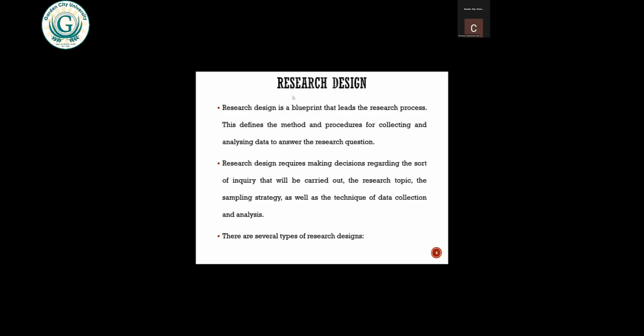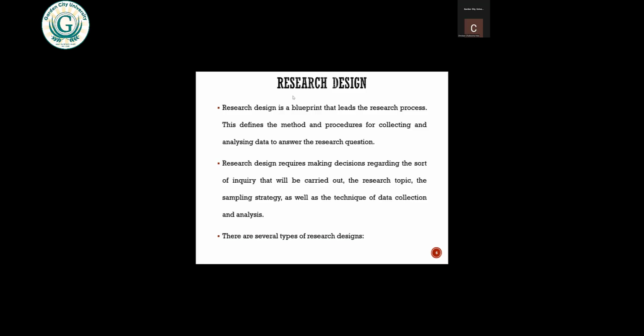So yeah, research design is the blueprint that leads the research process. It basically defines the method and the procedure for collecting and analyzing the data to answer the research question. The research design requires making choices regarding the inquiries that will be carried out in the research: the research topic, the sampling strategy, as well as the technique for collecting and analyzing the data.